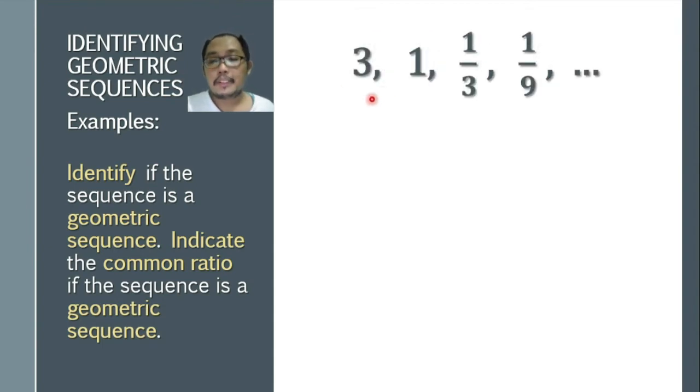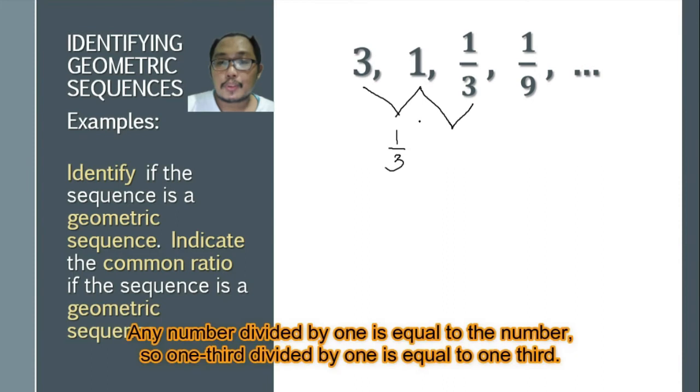And let us proceed with this one. So doing the same, 1 divided by 3. Since we do not have an exact answer, we are writing this as a fraction, 1 over 3. And now we have to divide 1 over 3 by 1.